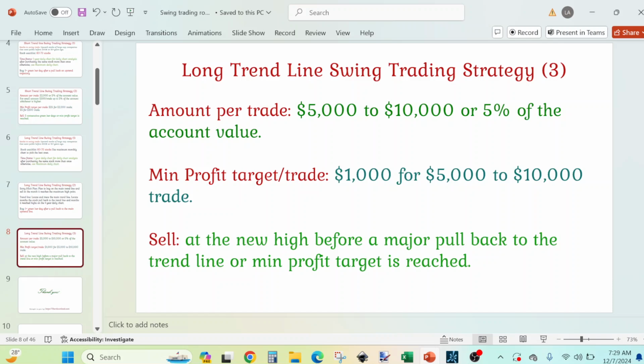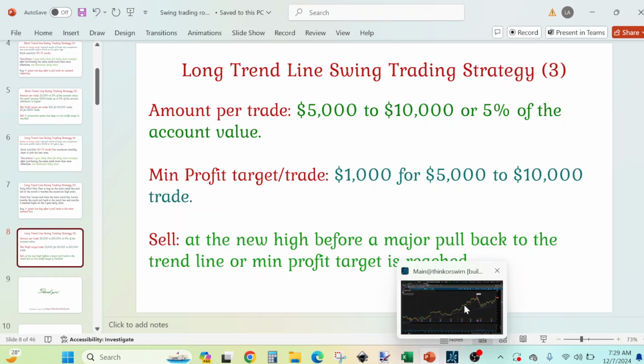And we are aiming for $1,000 per trade by raising how much we'll spend per trade. If we are not feeling confident using 10K, we can use 5K, but again, it's going to be 5% of the value of the account, including cash and the value of the stocks already in the account. And we'll sell it when it reaches a good high that we feel confident selling it, or when our minimum profit target is reached.